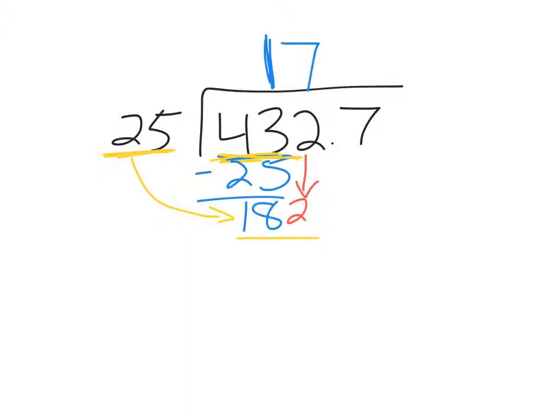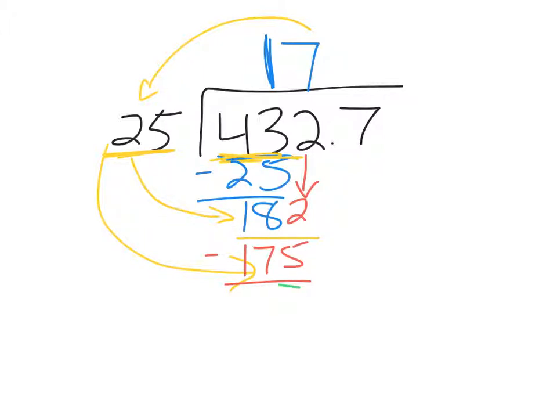So I write 7 at the top, and I say that because what I do is I take 7 times 25 and write that answer underneath my 182, just as we did before. 7 times 25 is 175, so I write 175 right underneath. And again, I'm going to subtract that to get my remainder. So 182 minus 175 is 7.